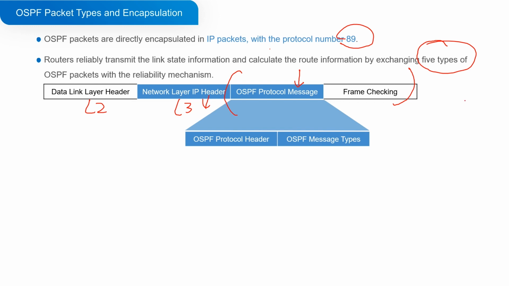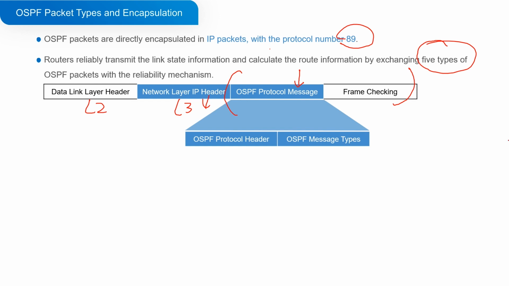So for two routers to establish the neighborship, to form the database, and to calculate the routing table, during this process we have to exchange these 5 types of packets, Hello, DBD, LSR, LSU, LSAck, with each other, and then establish the neighbor relationship and form the database. Okay, so these are the 5 types of packet functions.